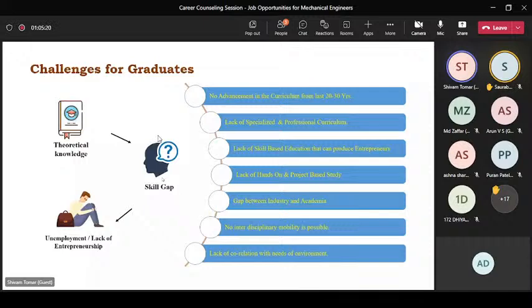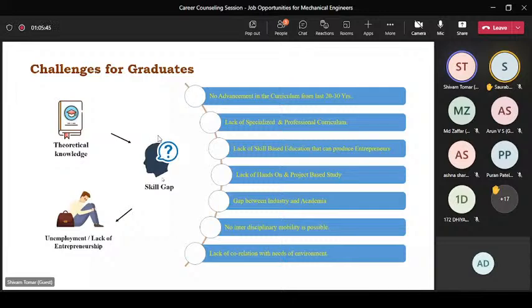So let's talk about what are the challenges that people are facing. Lack of specialization in professional curriculum. Professionalization and specialization is not there. Lack of skill based education that can produce entrepreneurs. You don't have any idea about how to do the budgeting for any of the projects. Nothing is taught on this. Lack of hands-on project based studies. Whatever you are learning is just theoretical. You are not able to get hands-on experience.